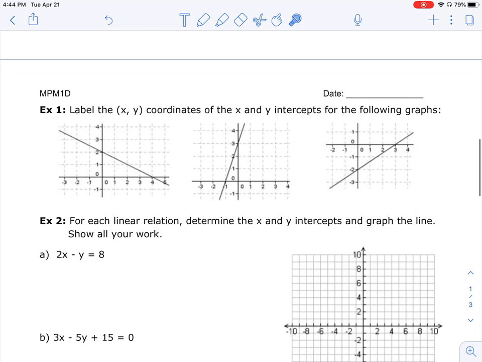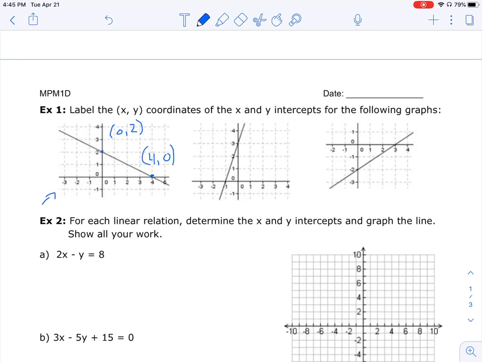So some quick examples: label the x, y coordinates of the x and y intercepts. I won't do these for all of them. I feel like I'll do 1 or 2 of these. So if I'm looking at this graph here, my y-intercept is right here, and the coordinates of that y-intercept, well, I don't have an x value, that's 0, but my y value is 2. And then my x-intercept, where I can see the line touching the x-axis, is there. My x coordinate is 4, and my y value, well, there isn't one because it's on the x-axis.